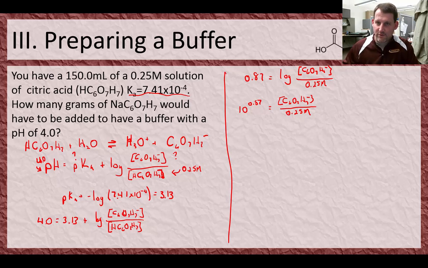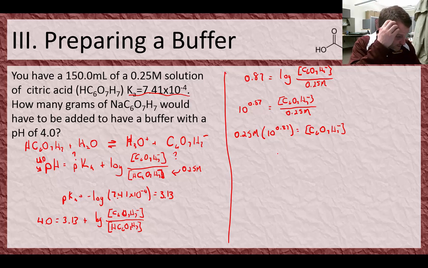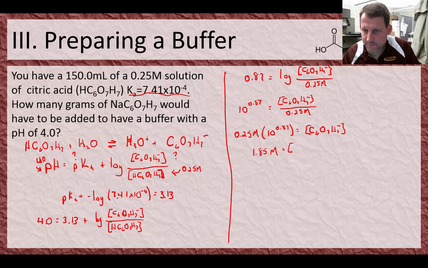Now I'm going to multiply both sides by 0.25 molar and have my answer. So 0.25 molar times 10 to the 0.87 is equal to the concentration of my acetate ion, or the citrate ion, I should say, C6O7H7 minus. All right, and when I do this mathematics, I end up with a concentration of 1.85 molar C6O7H7 minus. Awesome.